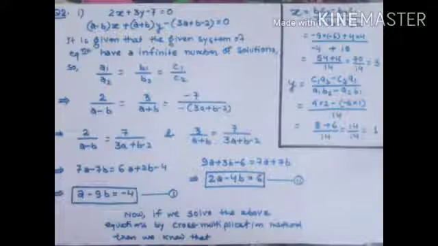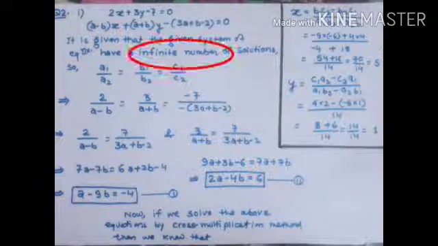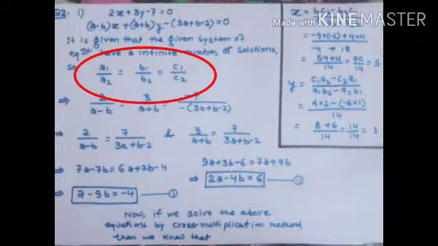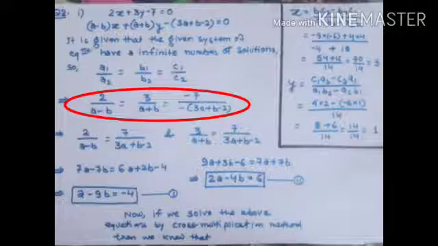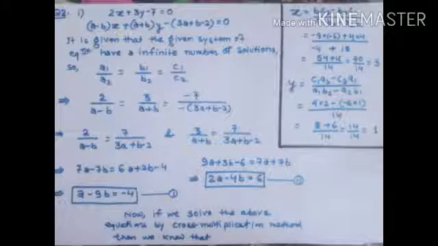It is given that the system of equations has an infinite number of solutions. So all the three ratios must be equal. It means a1 by a2 equal to b1 by b2 equal to c1 by c2. So we write 2 divided by a minus b equal to 3 divided by a plus b equal to minus 7 divided by minus of 3a plus b minus 2. So we equate 2 divided by a minus b equal to 7 divided by 3a plus b minus 2 and 3 by a plus b equal to 7 divided by 3a plus b minus 2.